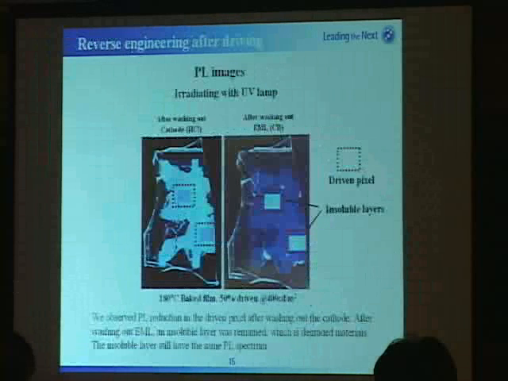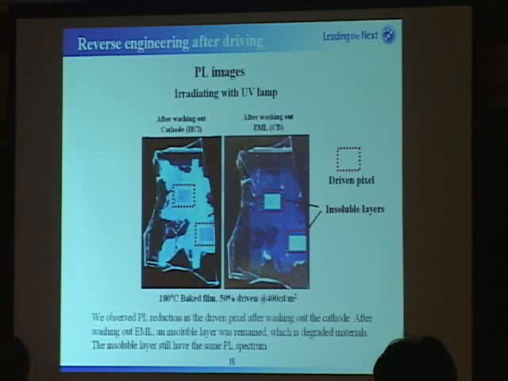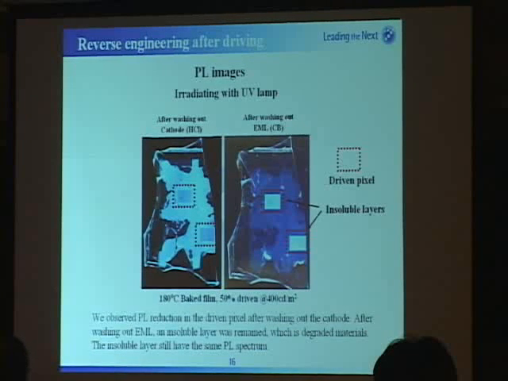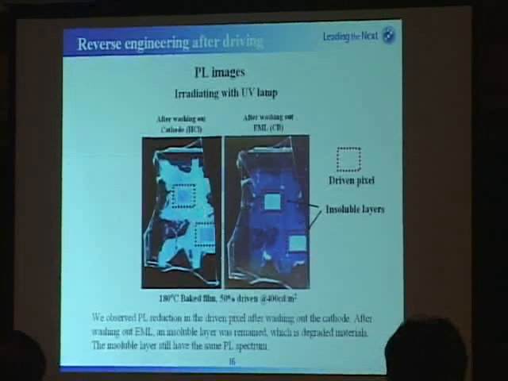Next. We did reverse engineering after driving devices to see what happened inside the films. These pictures are images after washing out the cathode with hydrochloric acid, and then after washing out the emitting layers with chlorobenzene. This rectangular area is the driven area. That means there is an electrode with a rectangular shape.